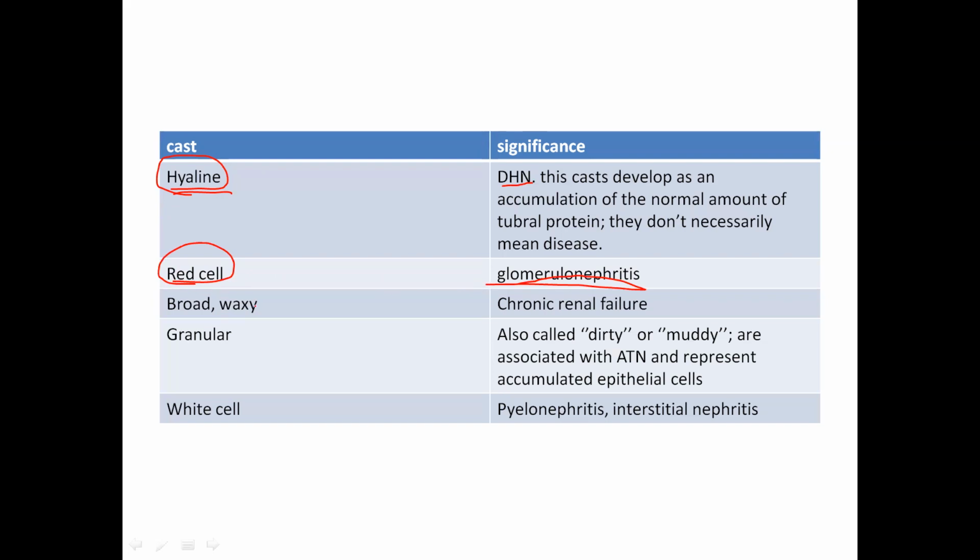Broad waxy casts are seen in chronic renal failure, and granular casts, which are our answer, also called dirty or muddy, are associated with acute tubular necrosis and represent accumulated epithelial cells. And finally, white cell casts are seen in pyelonephritis and interstitial nephritis.